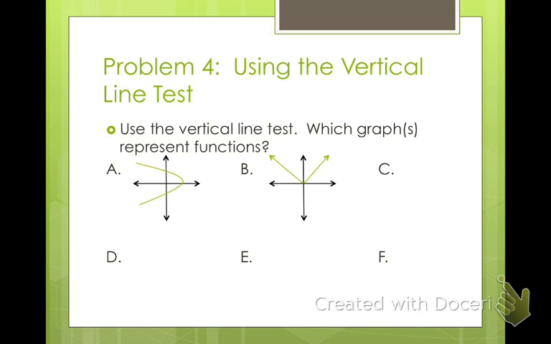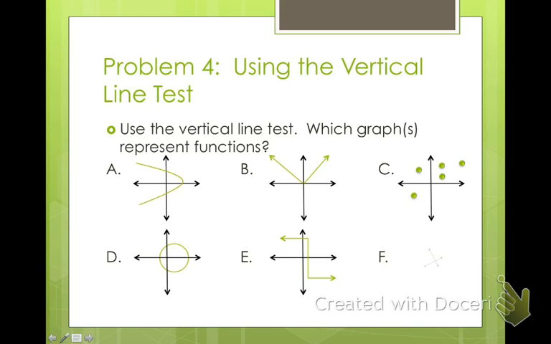Okay, this one. If you draw vertical lines through it, do you ever cross 2 points? No, so it is a function. This one, it's just dots, but if we draw vertical lines through it, at any point do we cross 2? There is exactly 1 point right there where we cross through 2. So this is not a function.